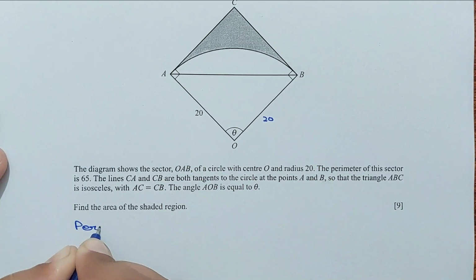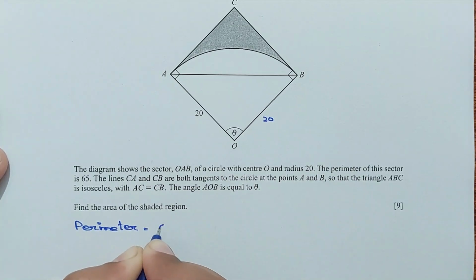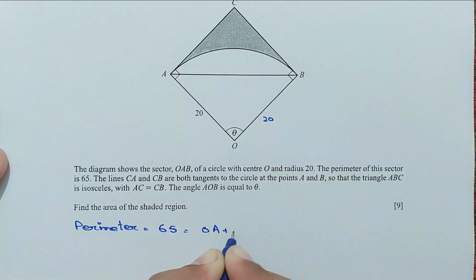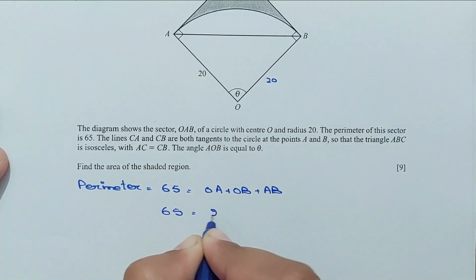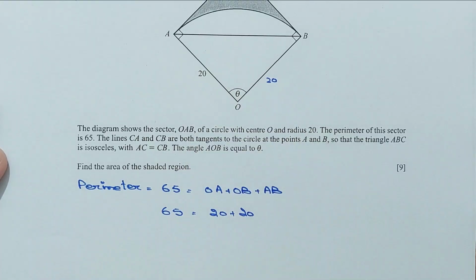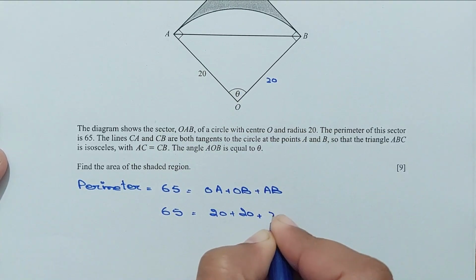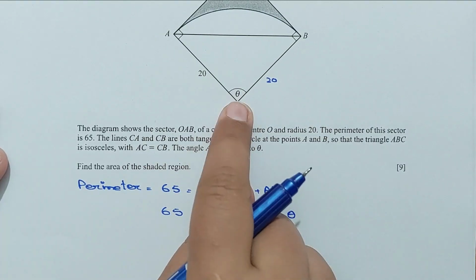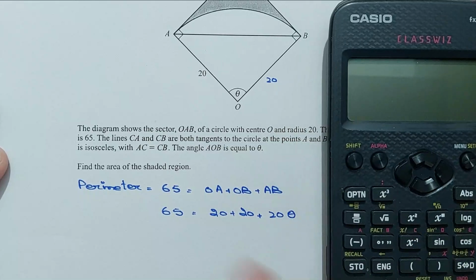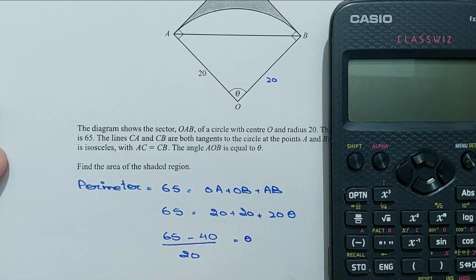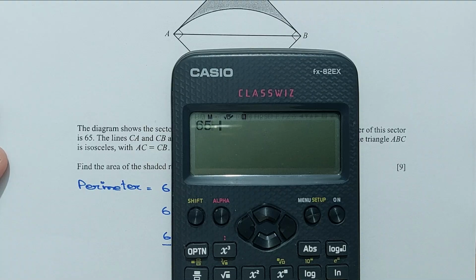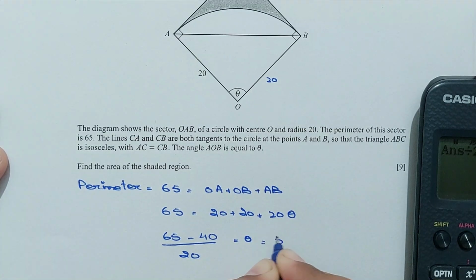So the perimeter of a sector is 65, and this should be equal to OA plus OB plus AB, right? So 65 is equal to OA which is 20, OB which is 20, and AB is the arc length, which is radius times theta in terms of radians, right? Radius is 20 and theta, keep theta as it is because we don't know theta. Okay, so now let me solve. 65 take away 40 and divided by 20 is theta. 65 minus 40 divided by 20 is 1.25 or 5 by 4. So 5 by 4 or 1.25 radians.